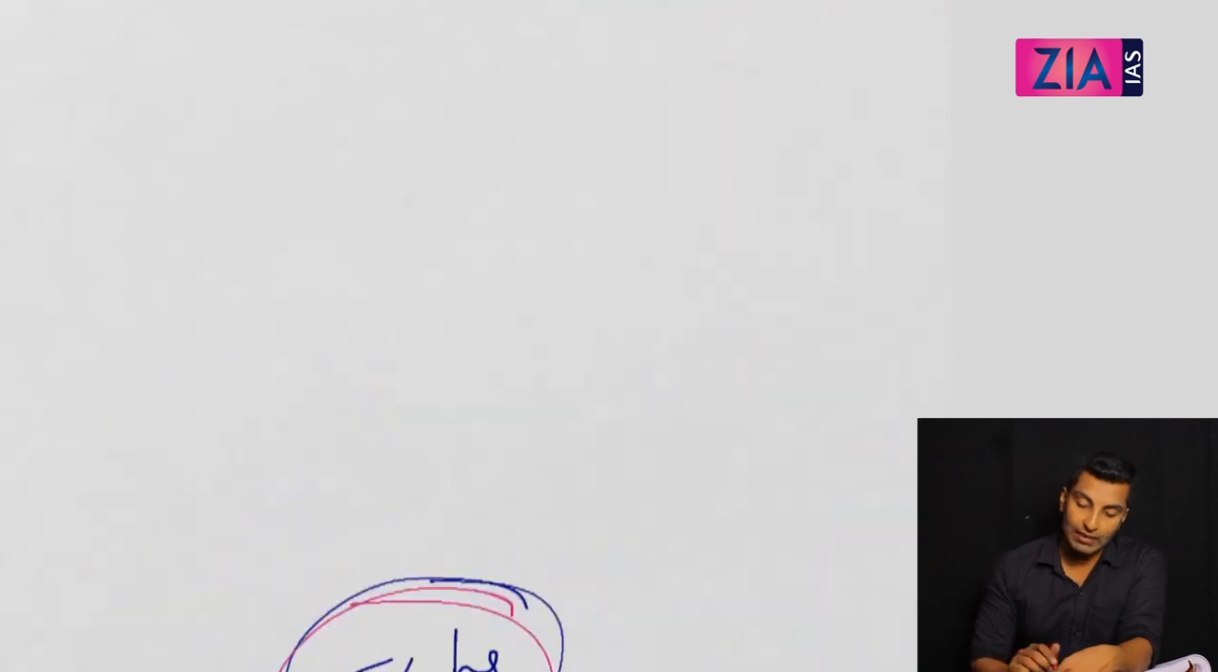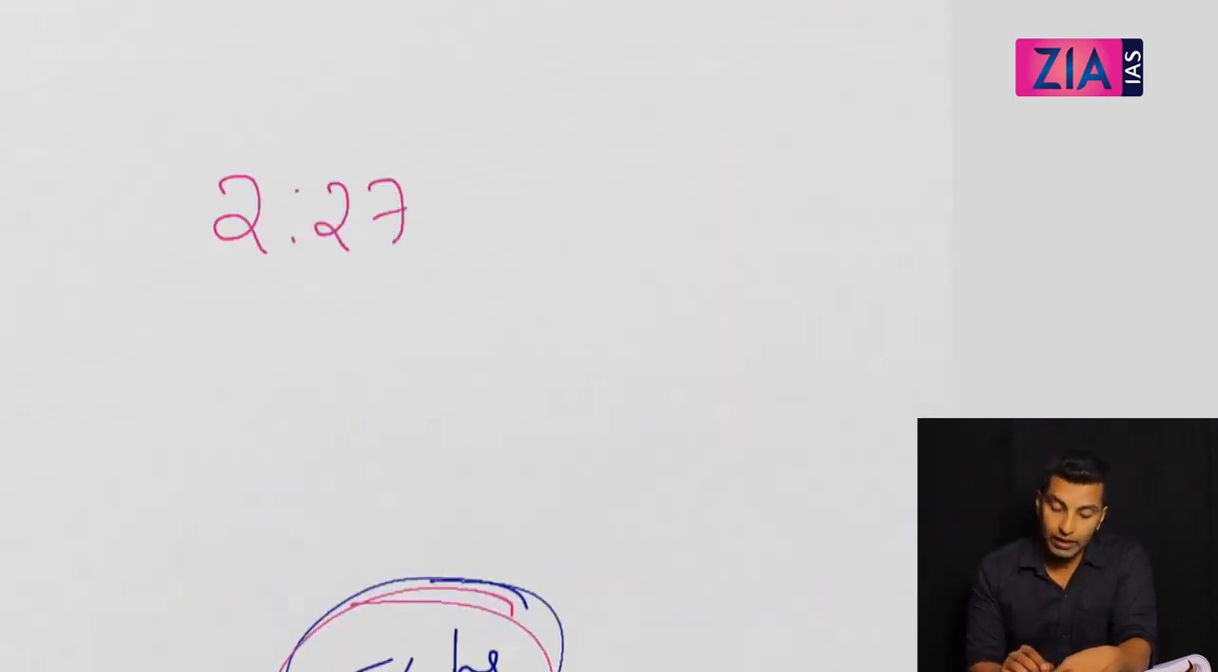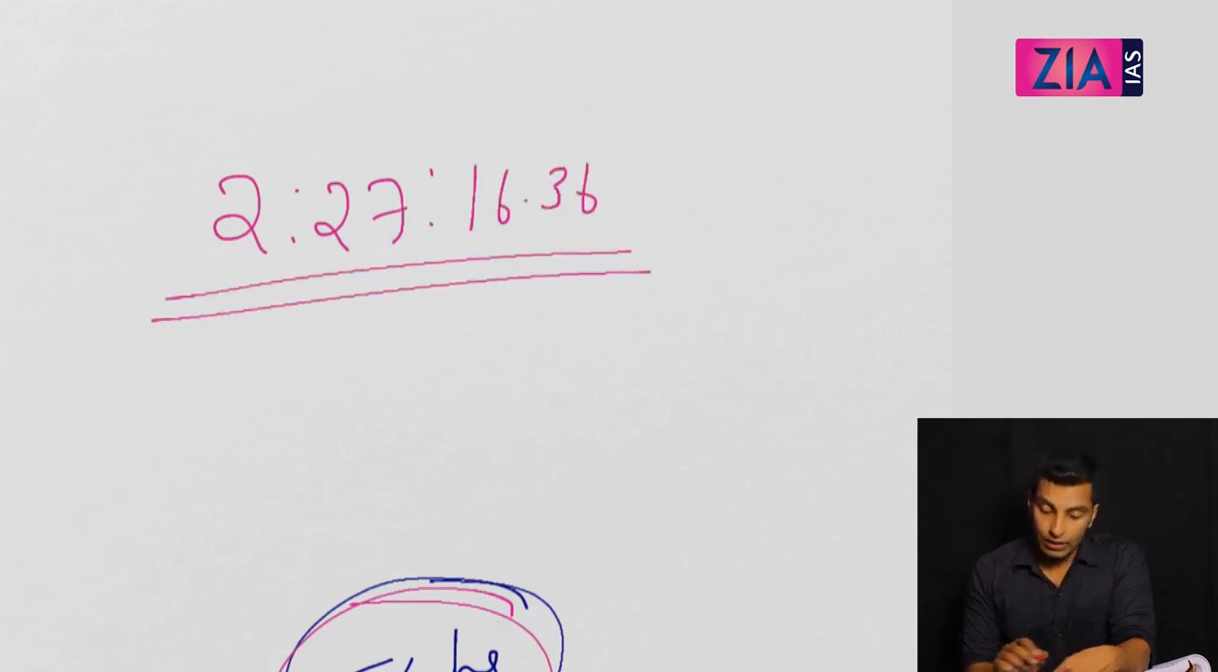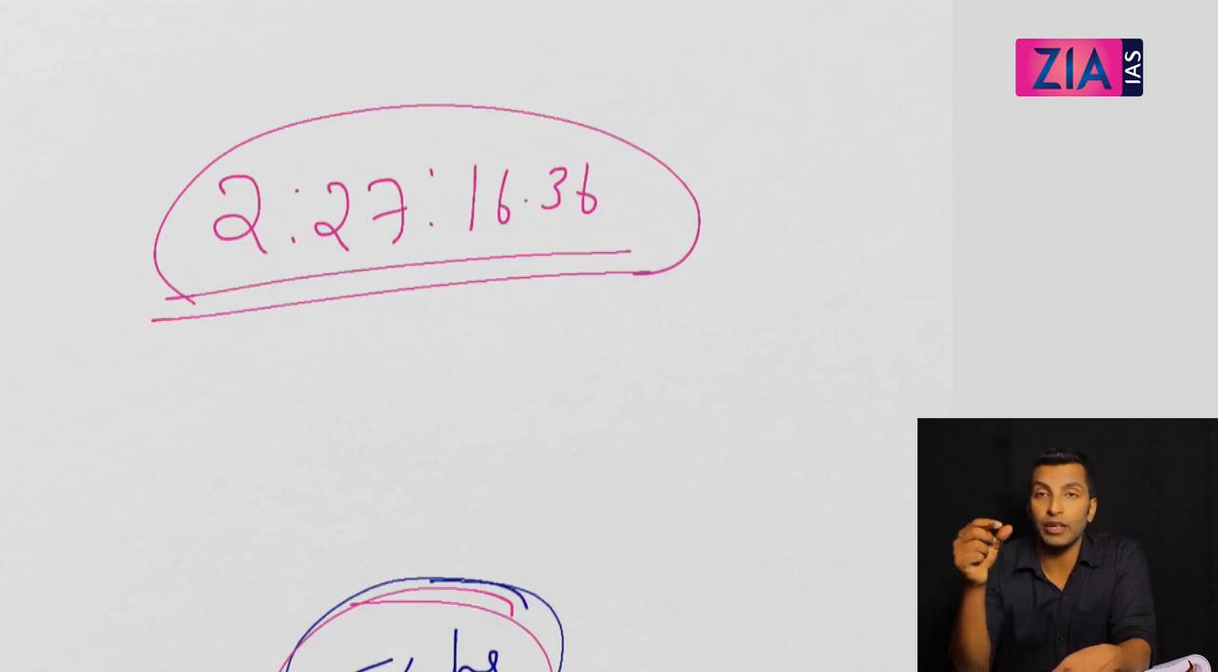So what is your final answer? You add to 2. So 2 hour 27 minutes 16.36 seconds. So this is your answer. At this time, you can turn your watch to this time and you can see it is actually making a right angle. And this is the first right angle between 2 and 3. Okay, I hope this is clear for all of you. So what is the second right angle between 2 and 3? That is happening at 3. And what is the first right angle between 3 and 4? That is again happening at 3.